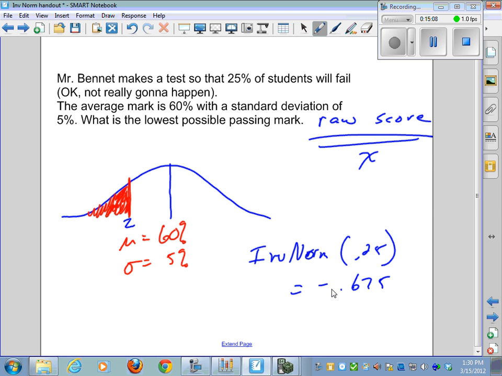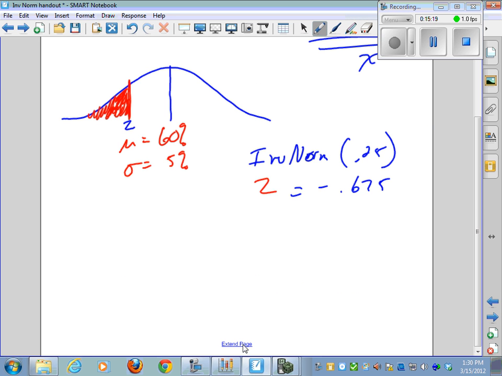But the question is, what is the lowest possible passing mark? Not the lowest possible z-score. This is a z-score. How do I convert z-scores to raw scores? Same way we converted raw scores to z-scores. The formula, z equals x minus mu all over sigma. What's the z-score I'm trying to convert? Minus 0.675. What am I solving for? The raw score, x. What's my mu value?